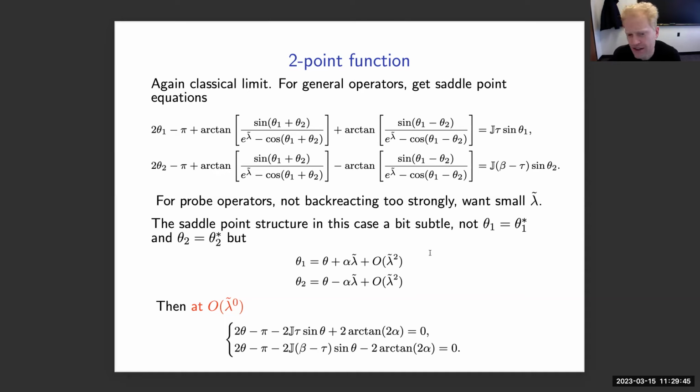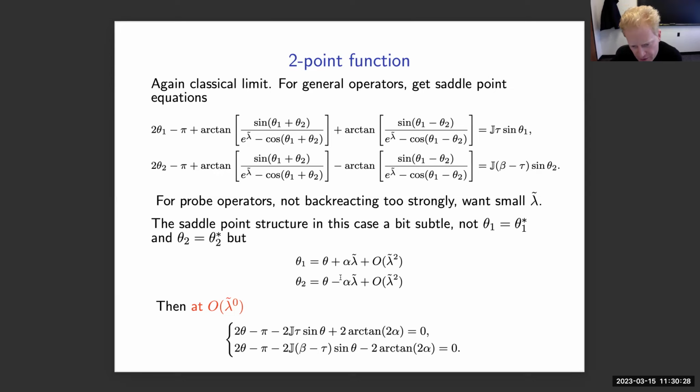Now there is only one subtle point in this analysis. If we want to do this saddle point analysis as a small expansion in lambda tilde, we cannot just take two different saddle points, but in fact at leading order we need to take the same saddle point value, the same theta, and then at subleading order in lambda tilde there will be a different value of these two parameters, theta 1 and theta 2. So alpha is like the difference between theta 1 and theta 2. Actually, it makes sense physically, because if we take a light operator, it will not change the energy too much. So that's why at leading order this is the same.